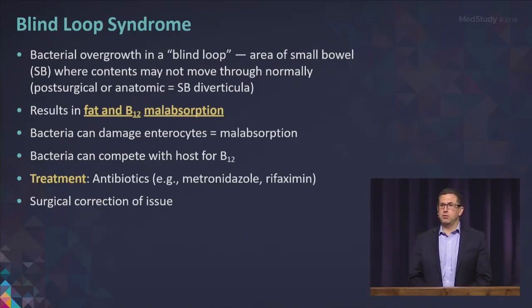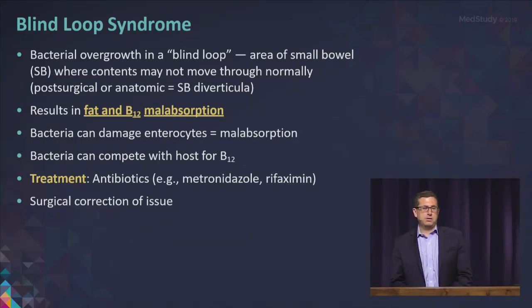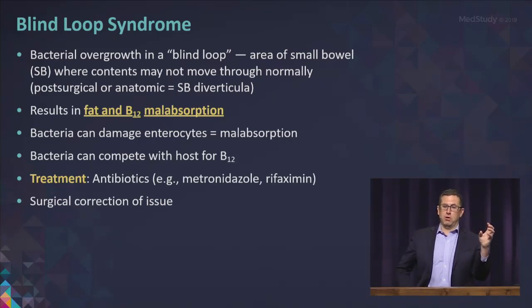There's something called blind loop syndrome, and what this is, you may have an area of bowel that's out of continuity with everything else. For example, like a small bowel diverticula, and you could get bacterial overgrowth in that area, and the bowel contents are not moving through it normally. So you could get distension and pressure in that area, and that could lead to symptoms in the patient. And if there's bacteria overgrowth, it will frequently lead to fat and B12 malabsorption.